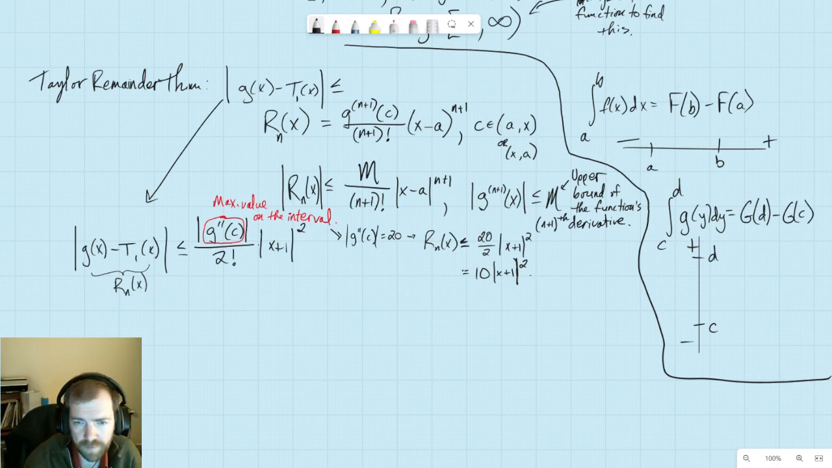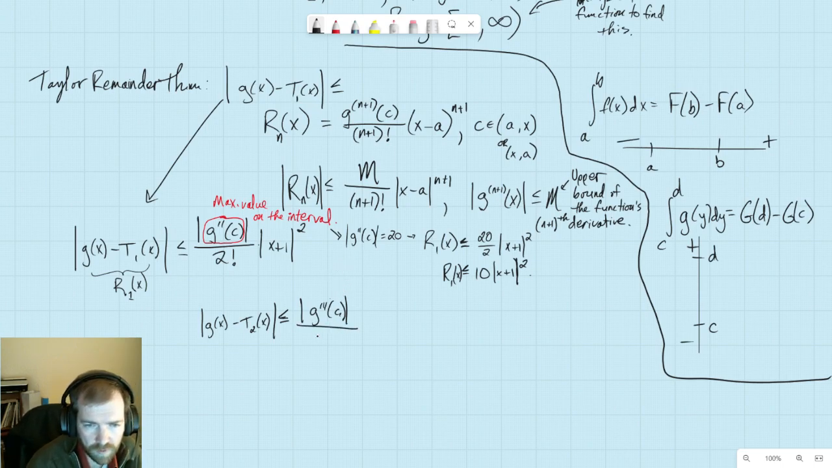Less than or equal to, n is 1. So R sub 1 of x is going to be those. So this is again R1 on this side. Okay, so then going with the absolute value of g of x minus Taylor 2 of x, this is then going to be less than or equal to the absolute value of g triple prime at c, or c2 or something, whatever it is, over 3 factorial, which is 6, multiplied by x plus 1 cubed.